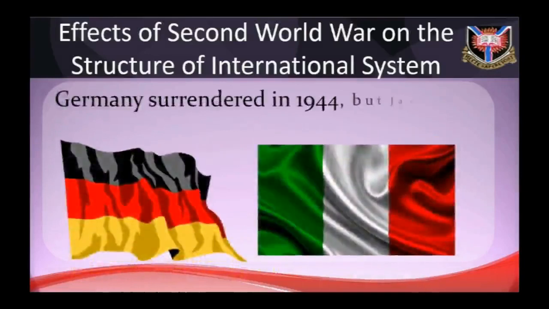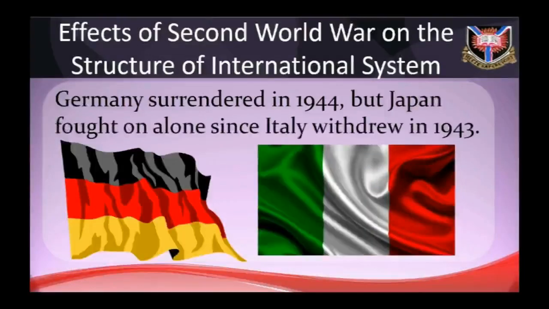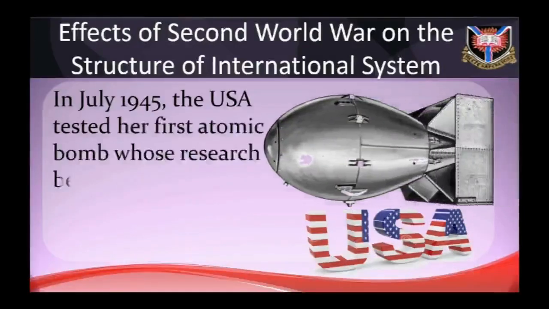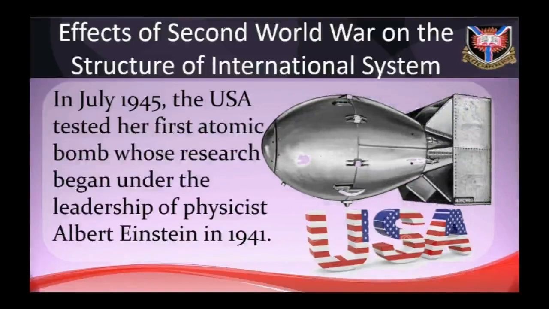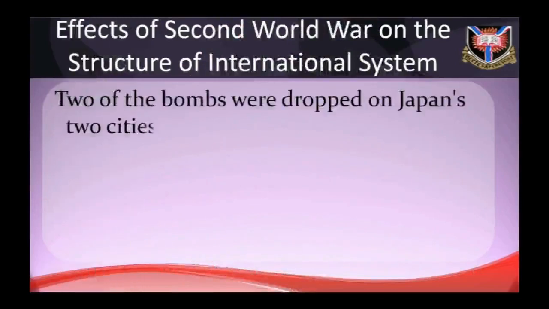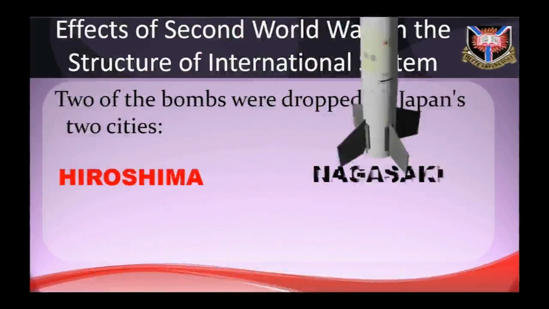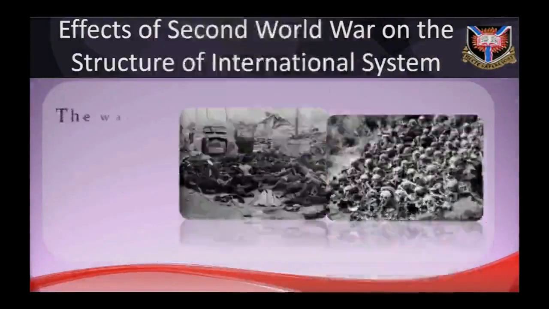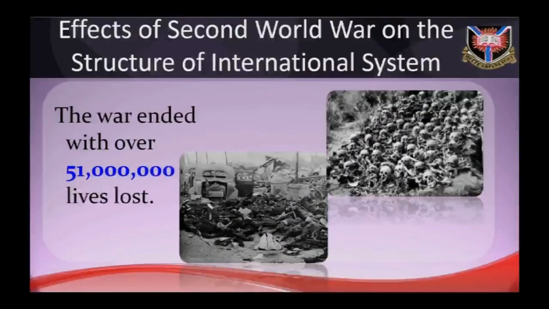Germany surrendered in 1944, but Japan fought on alone since Italy withdrew in 1943. In July 1945, the USA tested her first atomic bomb, whose research began under the leadership of physicist Albert Einstein in 1941. Two of the bombs were dropped on Japan's two cities, Hiroshima and Nagasaki, on 6th and 9th August respectively, leading to the surrender of Japan. The war ended with over 51 million lives lost.